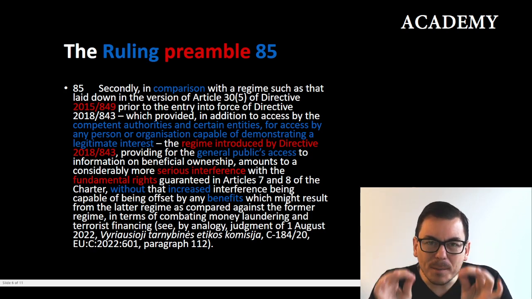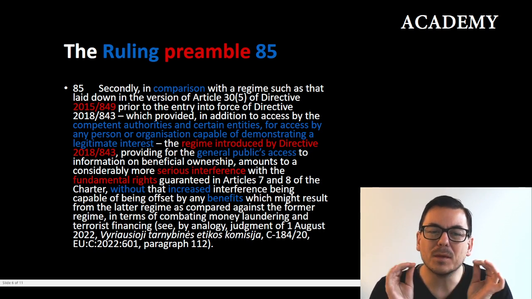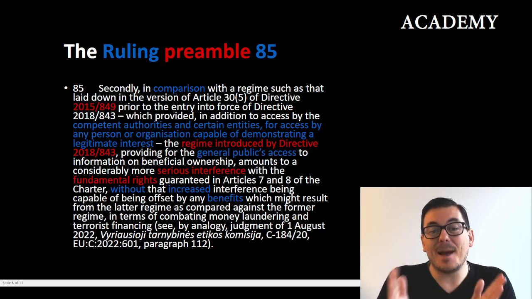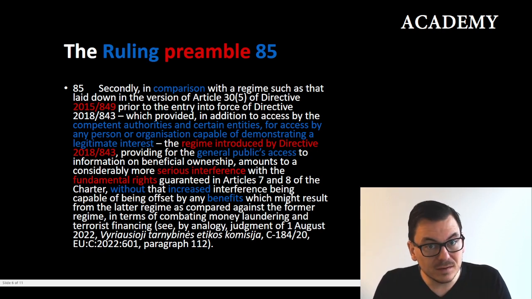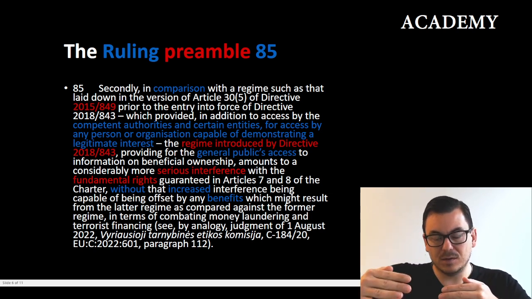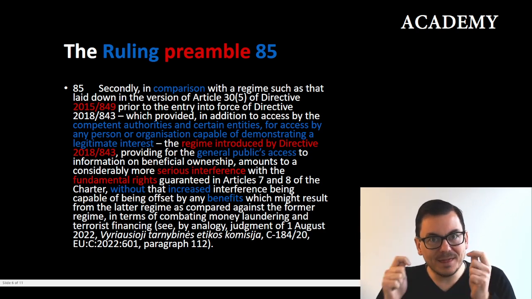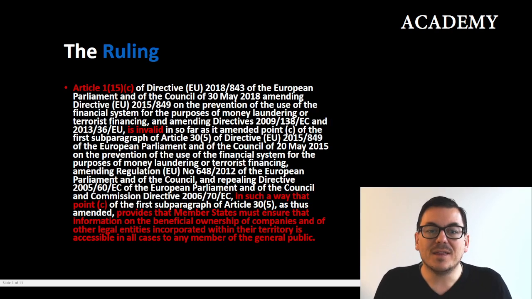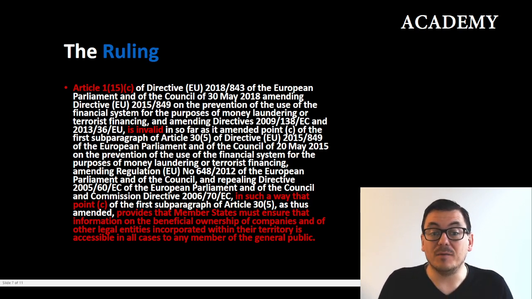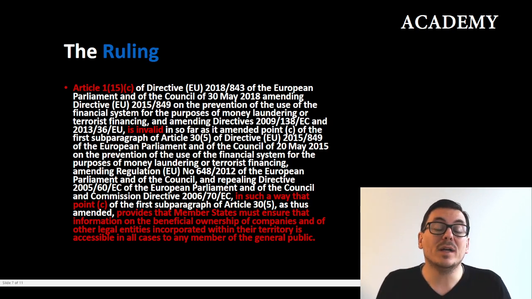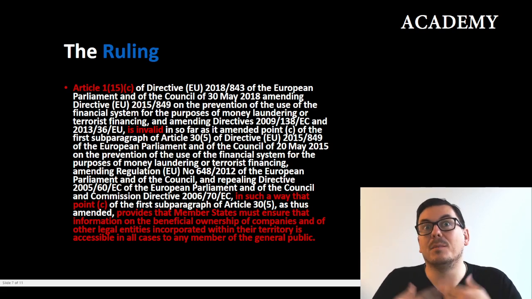And here, what is essential about this part of the ruling is that the court states that this transition with increased access happens without any increased benefits. So you raise the interference with fundamental rights without any benefits. And this is why the ruling becomes what it is: that this new point C of the AMLD5 is declared invalid because it provides member state information of companies and other legal entities to the general public, and this information should only be used when we're talking about an actual money laundering risk.